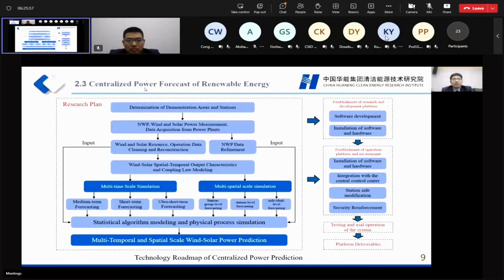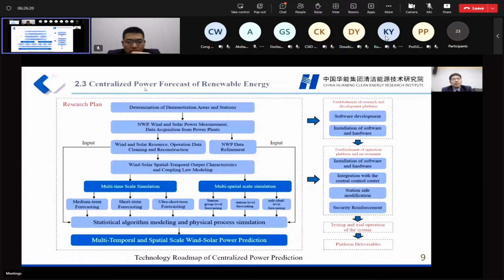Let's take a look at the technical roadmap of centralized power prediction. First, select a station to obtain high-dimensional data. Carry out data cleaning and governance. Extract data features and model based on multi-time and multi-space scale. And finally, output wind power prediction.